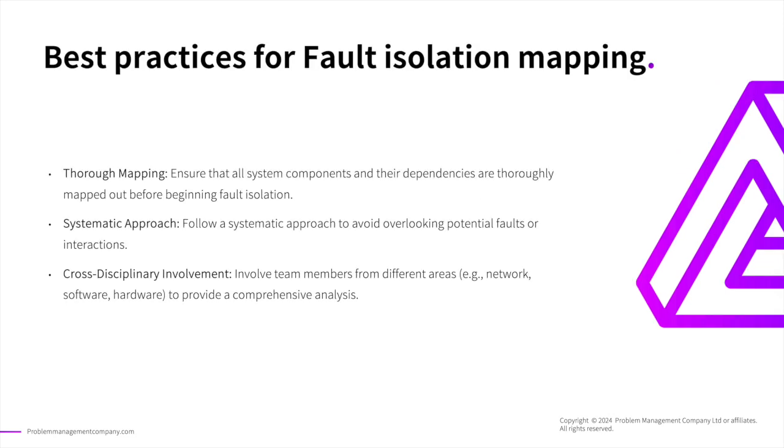Best practices. Thorough mapping. Ensure that all system components and their dependencies are thoroughly mapped out before beginning fault isolation. A systematic approach. Follow a systematic approach to avoid overlooking potential faults or interactions. Cross-disciplinary involvement. Involve team members from different areas to provide a more comprehensive analysis.